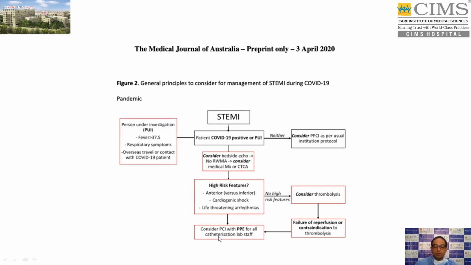then probably you can consider PCI, but make sure that you are wearing PPE yourself and your cath lab staff also. Take all proper precautions. If there are no high risk features and the patient is having STEMI, like a small inferior wall MI, you can consider thrombolysis. And in case of failure of thrombolysis, you can do a rescue PCI. So in short, only the patients with high risk cases like anterior wall MI, some kind of hemodynamic instability, should be subjected to primary PCI.